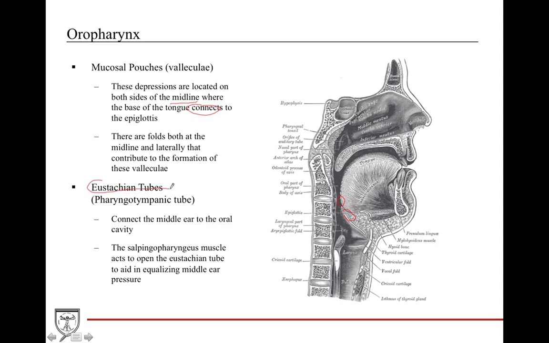And of course, we'll talk about the eustachian tubes, also called the pharyngotympanic tube. It connects the middle ear to the oral cavity. It just helps with equalizing middle ear pressure, as well as help with the drainage of the middle ear.